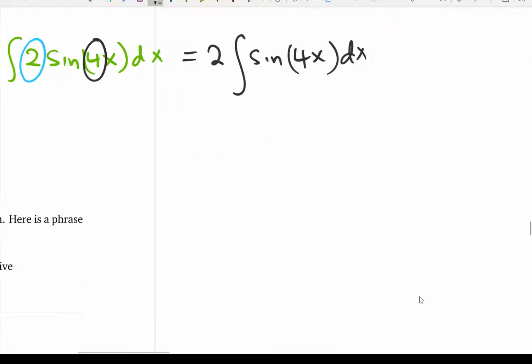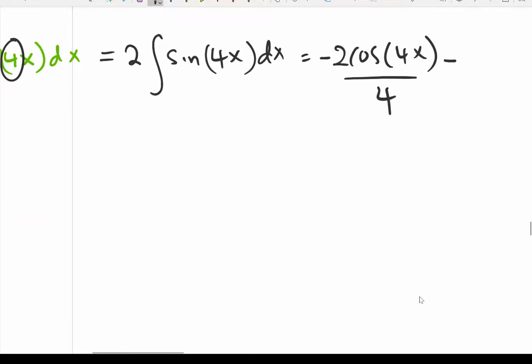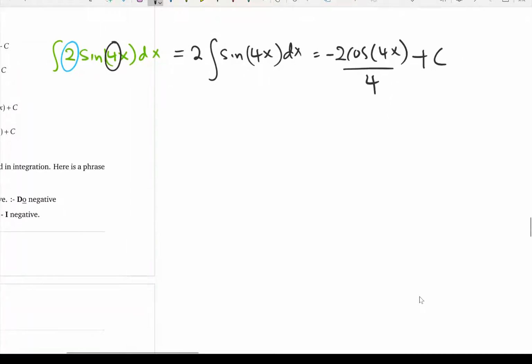Then the 2 stays here. If you integrate sine, you get negative, so negative 2 times cosine 4x. Now you divide by 4, plus c. Okay, let's do another example just to make sure.